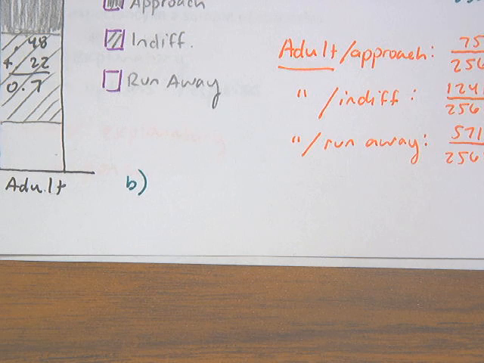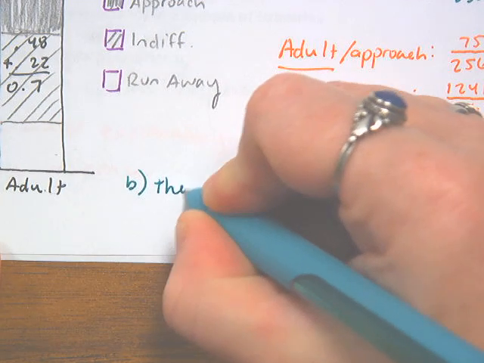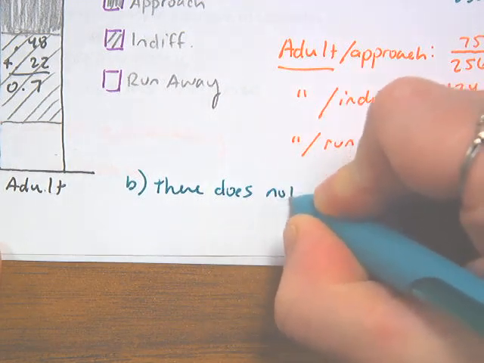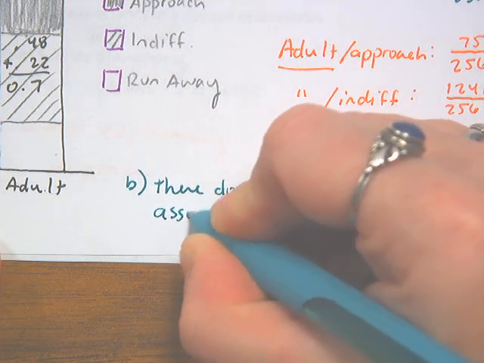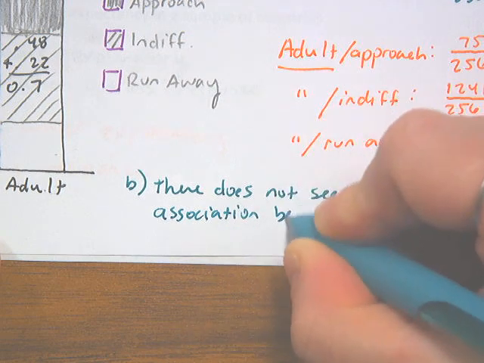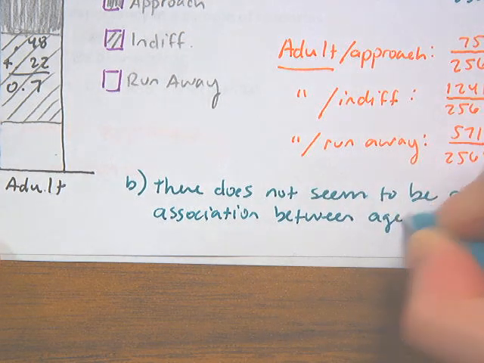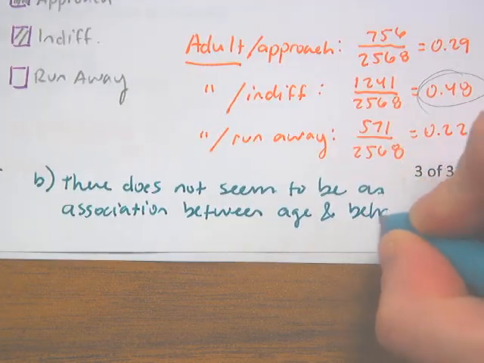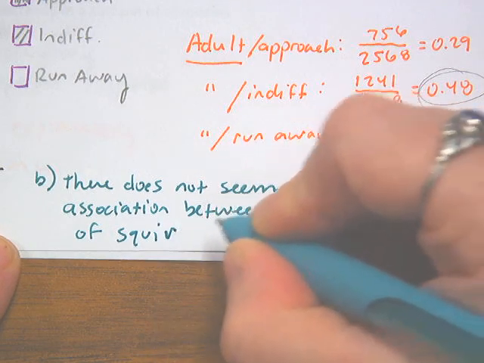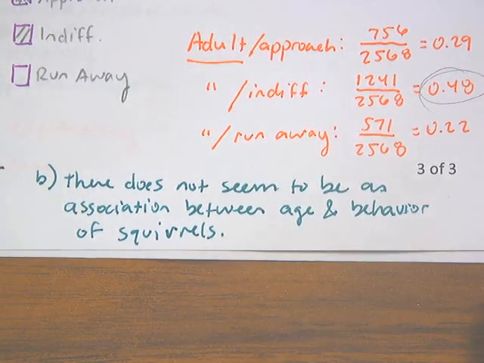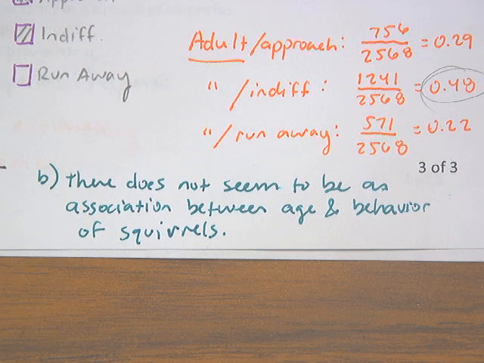Now, the way you word things in statistics, you need to be careful because there's got to be some wiggle room in there. We don't really make any definite statements. So write it as, there does not seem to be an association between age and behavior of squirrels, so we know what we're talking about. Squirrels. And that is 3.2.